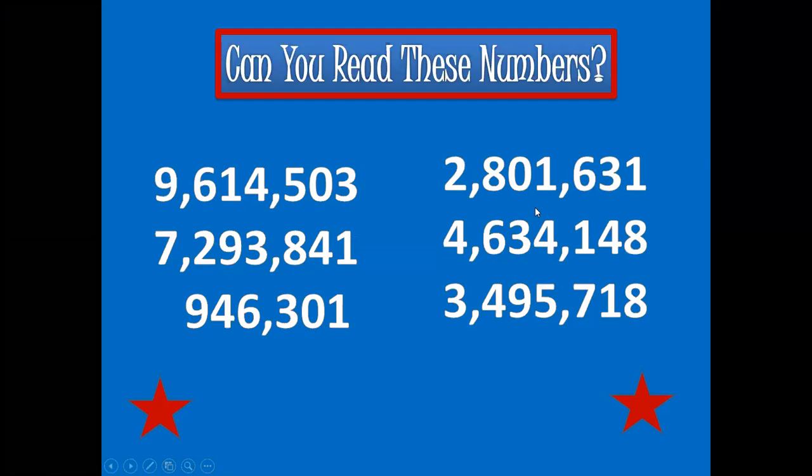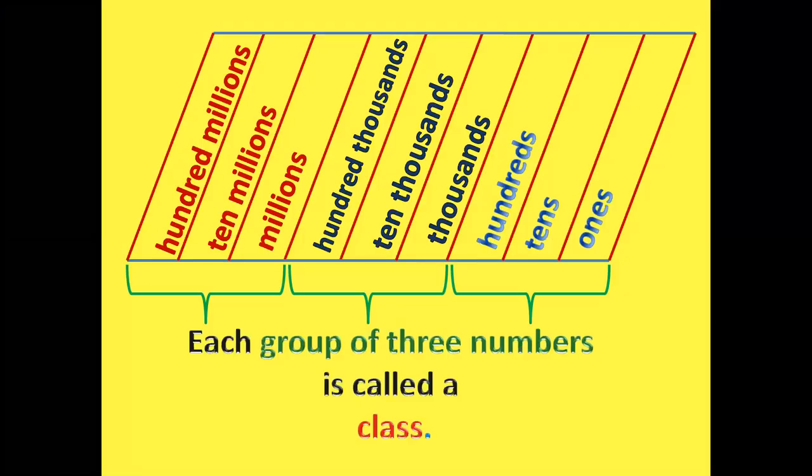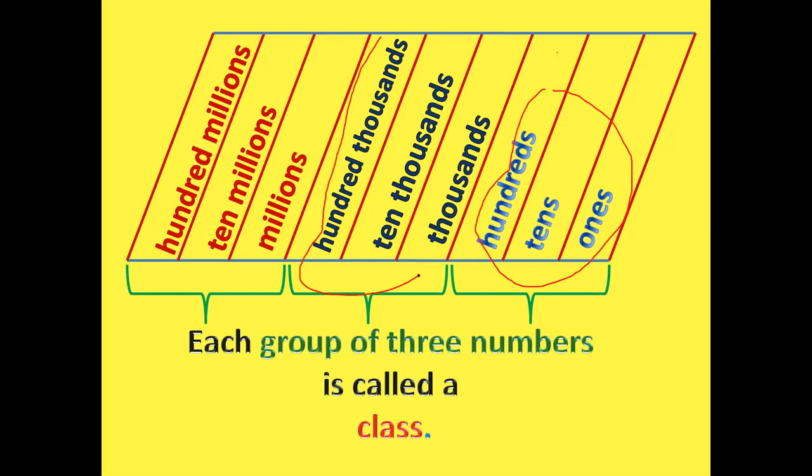In order to read any number, first I will group the digits into three groups, or three classes. Each group is composed of 3 digits, or 3 numbers. This group, we can name it a group, a family, or what? A class. It's called a class.